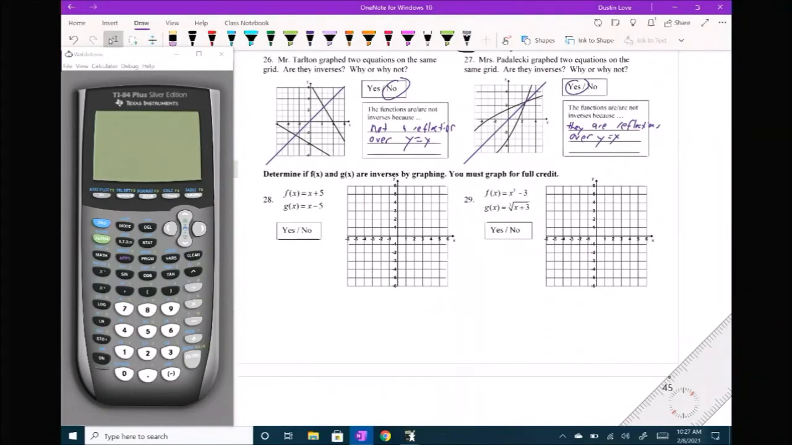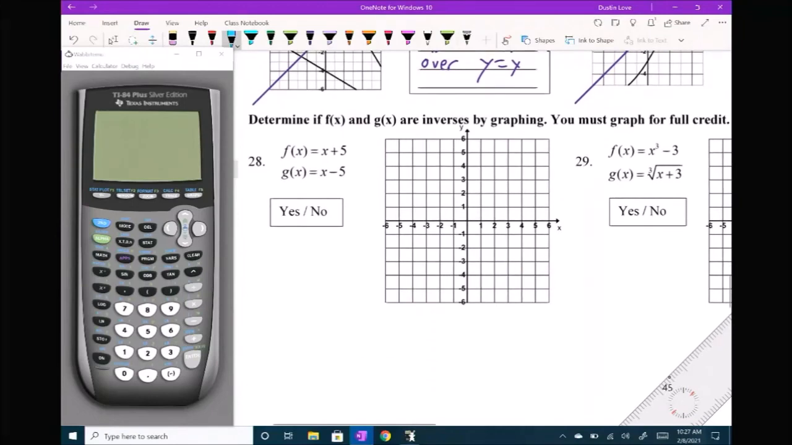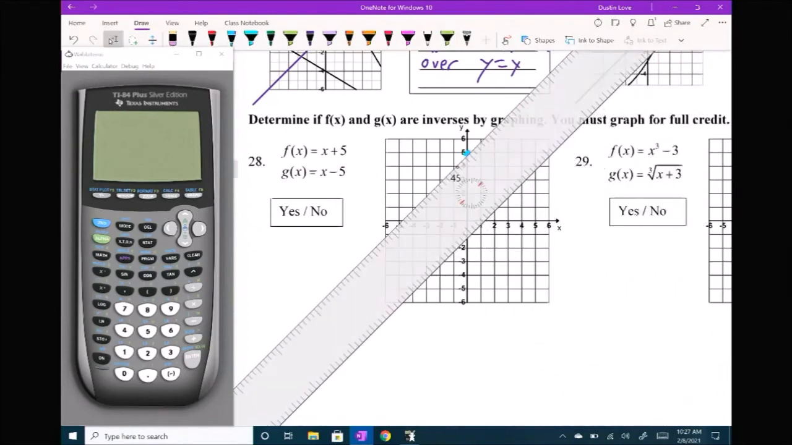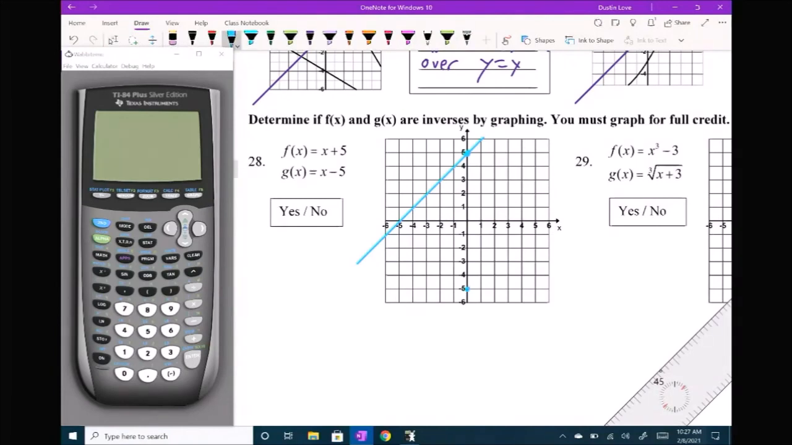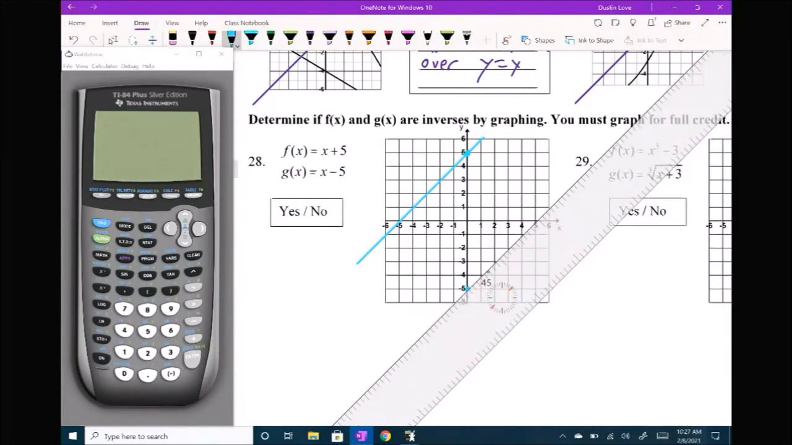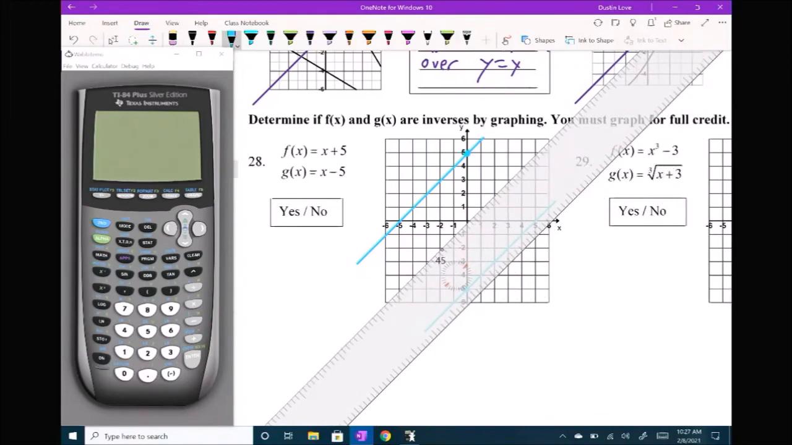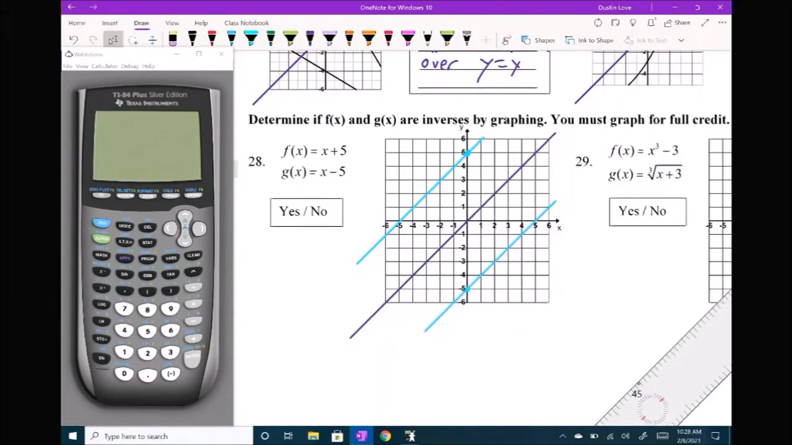Okay, 28, we're going to do this by graphing. So let's take the square, x plus 5. So we've got plus 5, slope of 1. And now we've got minus 5 with a slope of 1. And now we're going to draw the line y equals x. And are those two blues a reflection over the purple? And the answer there is yes, they are.